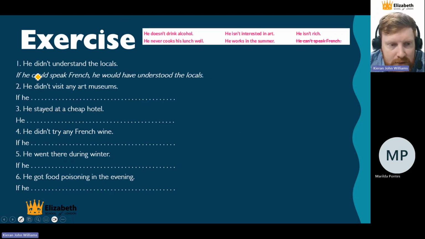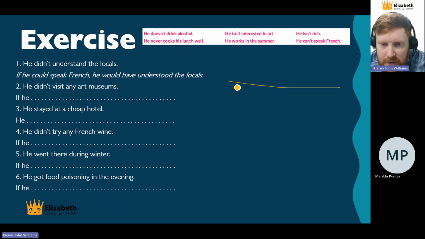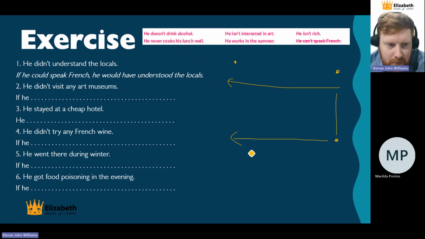So when he went to France, he didn't understand the locals. But if we imagine, so this was in the normal situation, he went to France in the past, he didn't understand the locals. That is because he doesn't speak French. But let's imagine he does speak French, therefore the past would be different. So if he could speak French, he would have understood the locals when he was there in France.